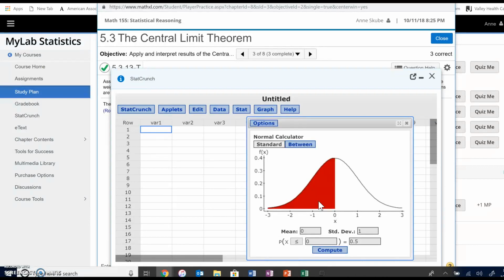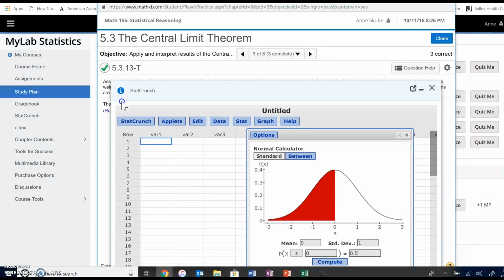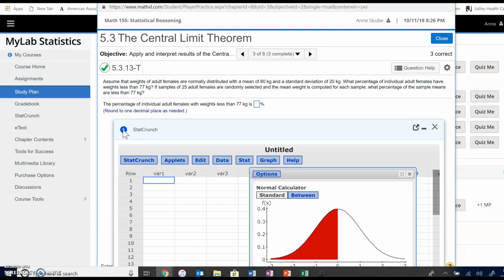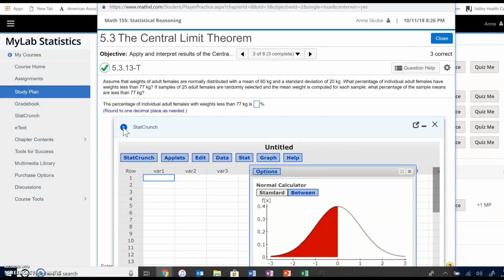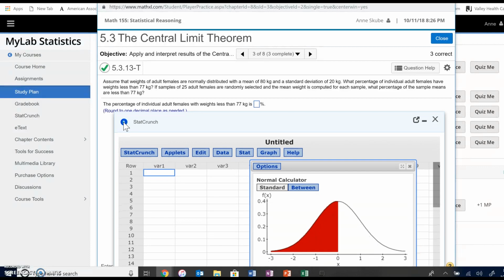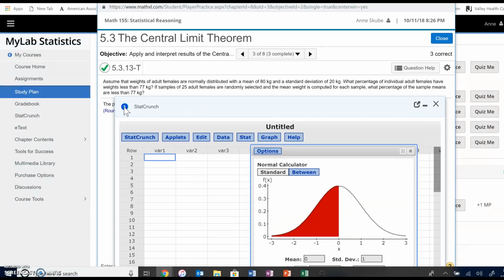And that is going to show a normal distribution bell-shaped curve, and we are going to use this to solve our problem. So first thing we need to do is find out the percentage of individual adult females with weights less than 77. In order to use this program, we need to know the mean, which is 80, and the standard deviation of 20, because it is a normal distribution.